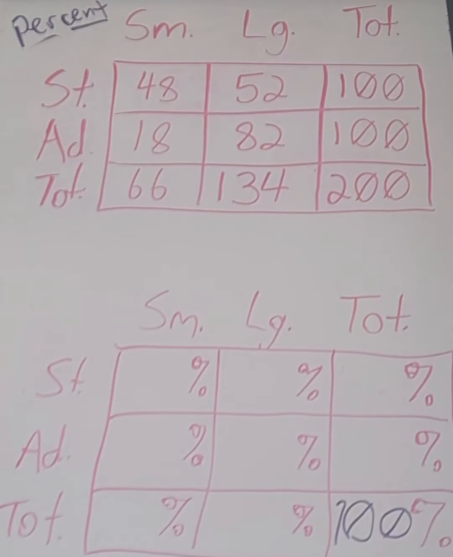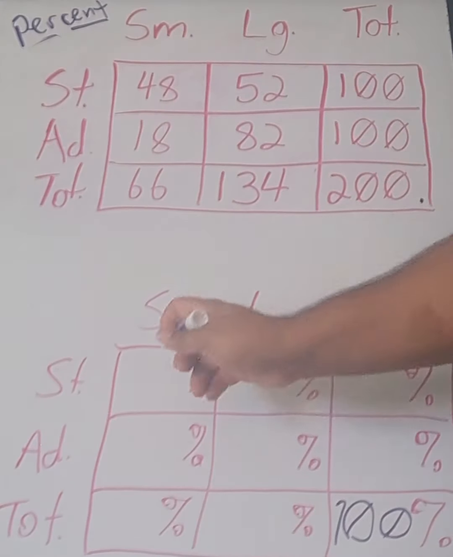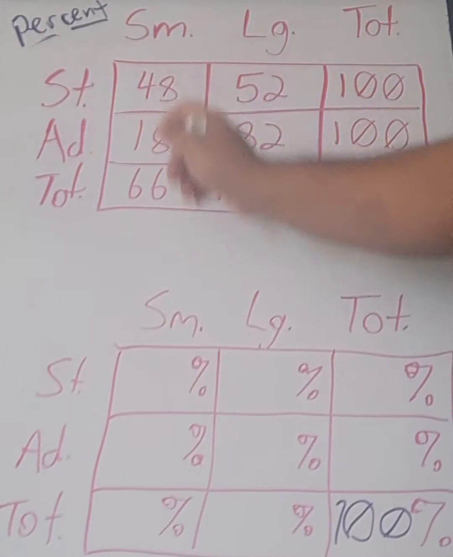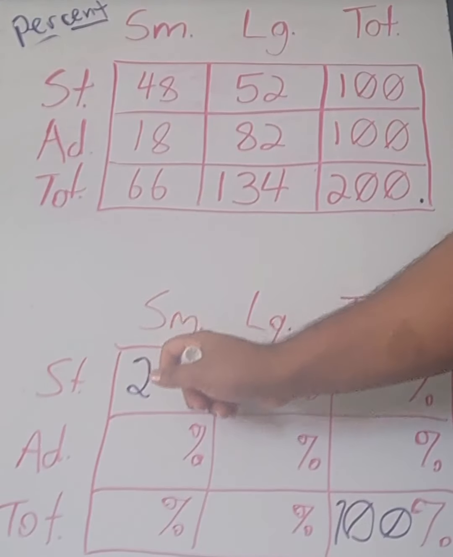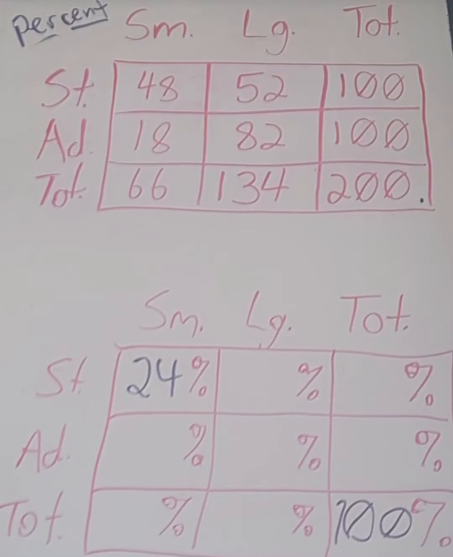Now all we need to do is figure out by what factor did we multiply or divide this total to get 100%. Then we divide by 2. Then we apply that same factor to every other number on the chart. To change 200 to 100, you divide by 2. So that means every other number up here, all I have to do is divide by 2. What's half of 48? 24. 24. Someone other than Famir, what's half of 52?